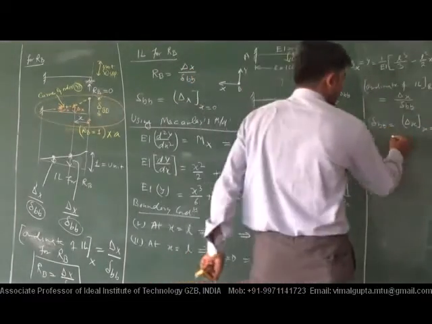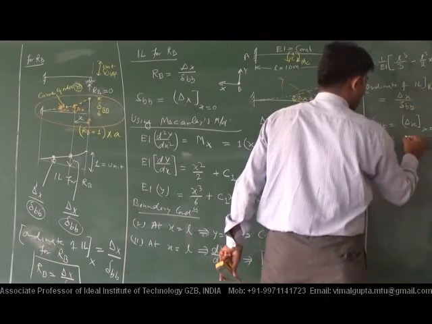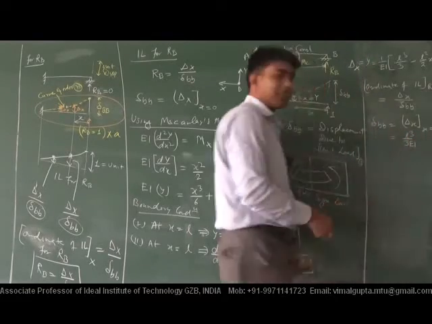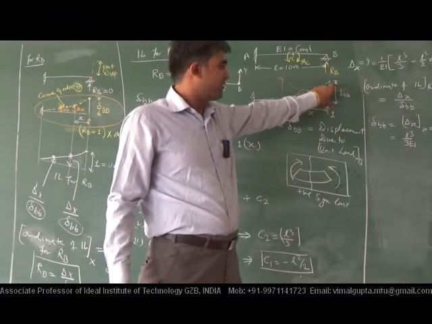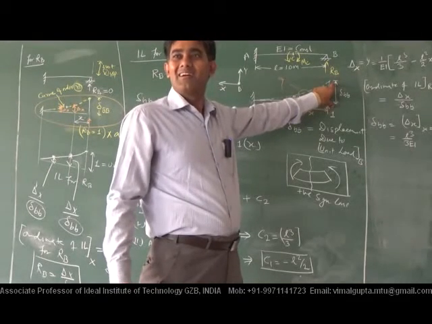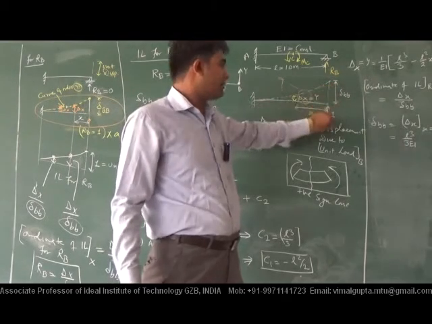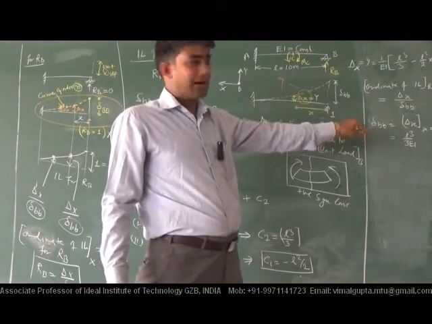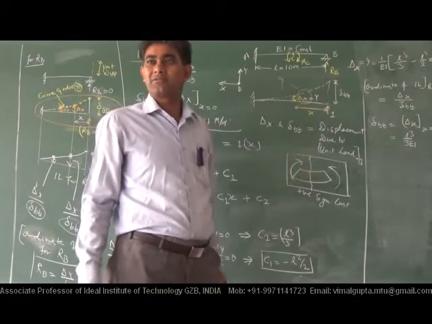Put the value of x equal to 0 here. L cube by 3i. If point load is here, then what will be that value? WL cube by 3i. But we need that del x, that's why that expression is not being used.